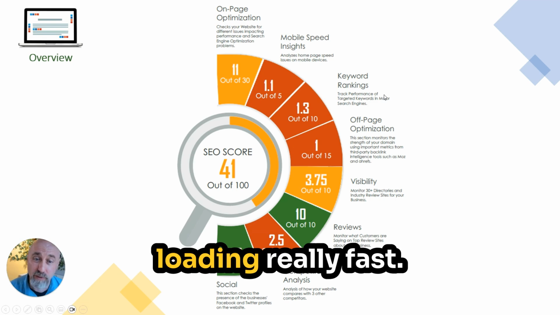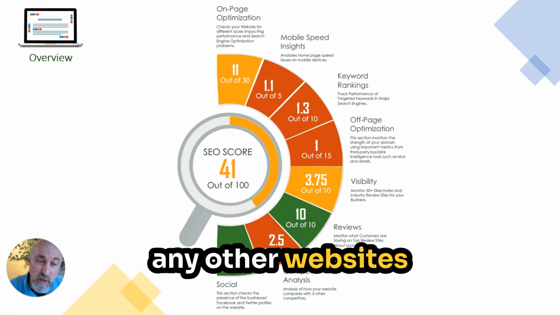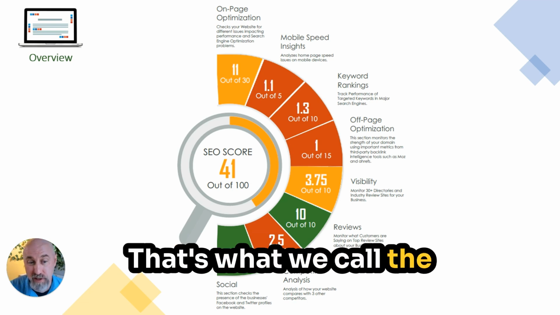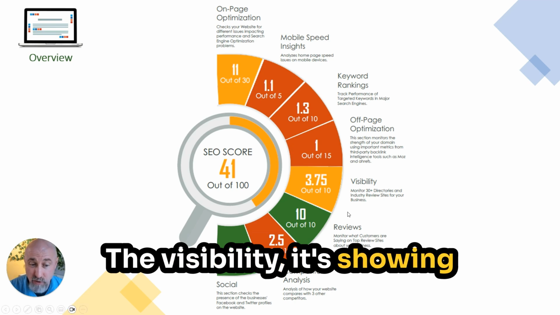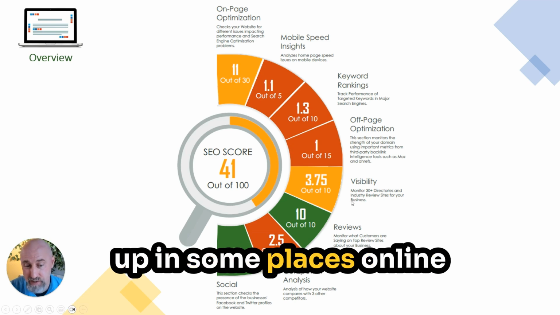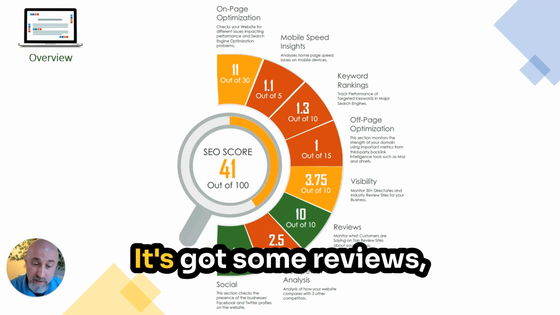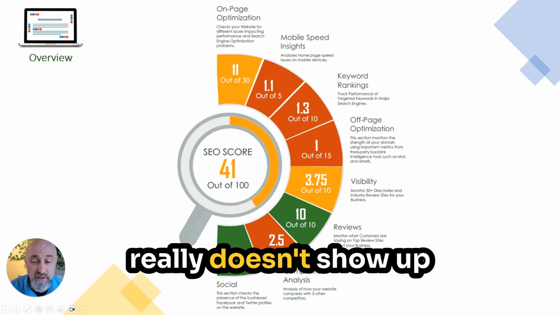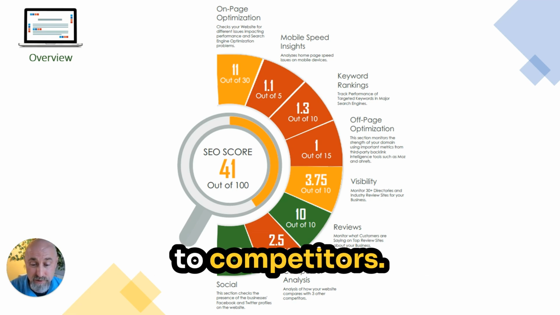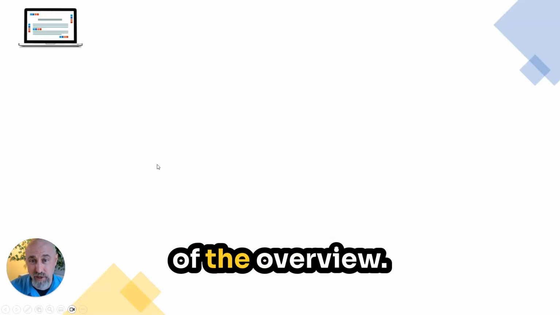The on-page SEO is not so good. The site isn't loading really fast. It's not really showing up in Google. There isn't really any other websites connecting to it. That's what we call the off-page optimization. The visibility, it's showing up in some places online because there are some connections from business listings. It's got some reviews, that's good. The website itself really doesn't show up well compared to competitors, and then they are doing social. So that's kind of the overview.